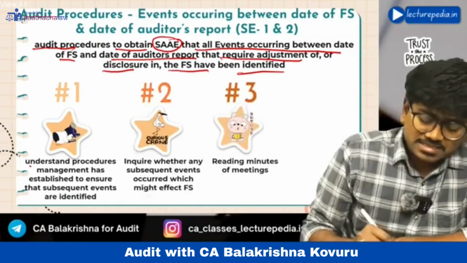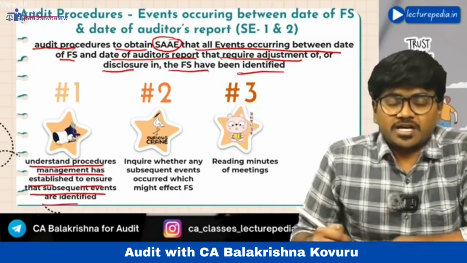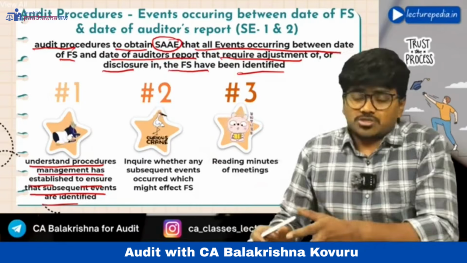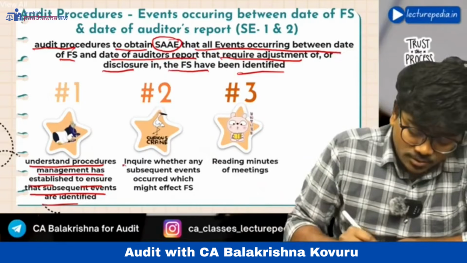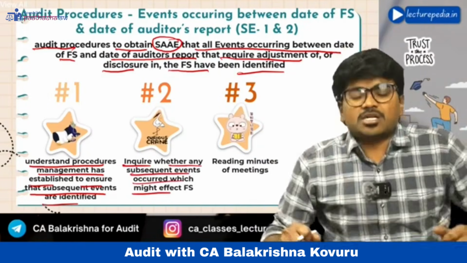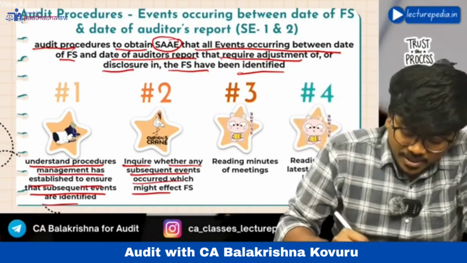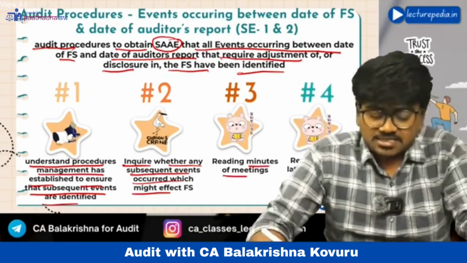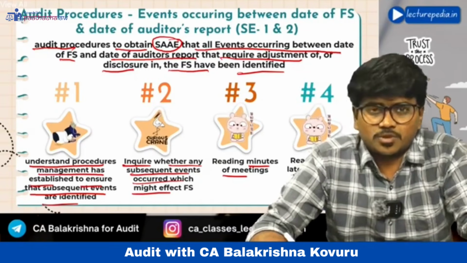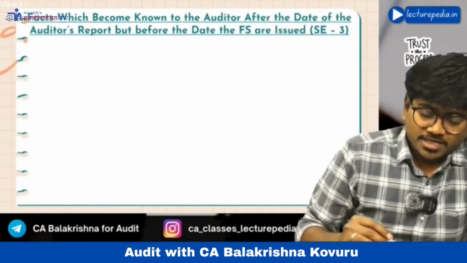First of all, the auditor will understand the procedures that the management has established to ensure that subsequent events are identified. To identify subsequent events, whatever procedures management has established will be understood by the auditor. Next, he will inquire whether any subsequent events occurred which might affect the financial statements. He will also inquire with the management whether any subsequent events that affect the financial statements have occurred, and he will also read minutes of meetings and the entity's latest subsequent interim financial statements. All these procedures he will perform with respect to identification of subsequent events 1 and 2. Next, this is subsequent event number 3.